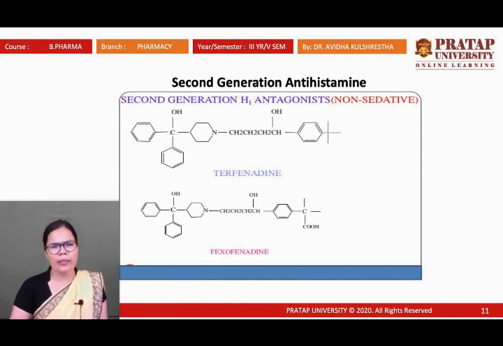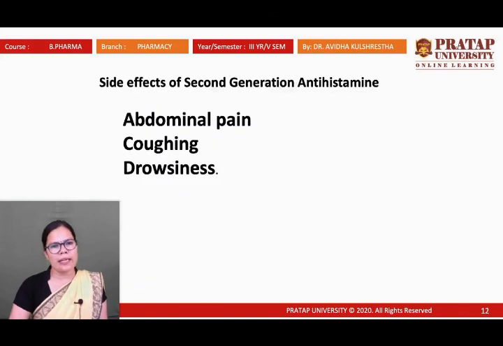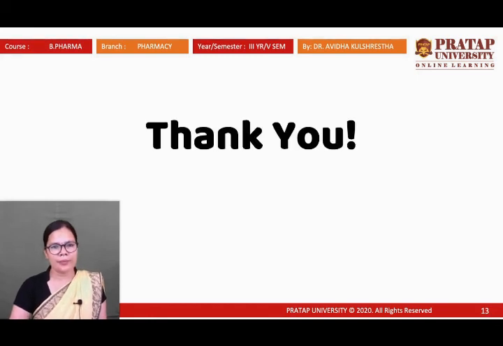Antihistamines are very common, very normal medicines that people generally consume. Side effects of second generation antihistamines: they have very rare side effects, but on higher consumption they definitely create a kind of abdominal pain, coughing or drowsiness. These are created on higher consumption, not on normal level consumption. Thank you.